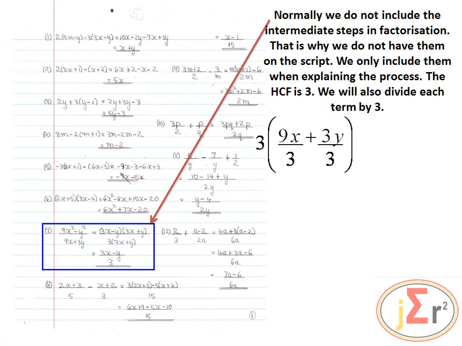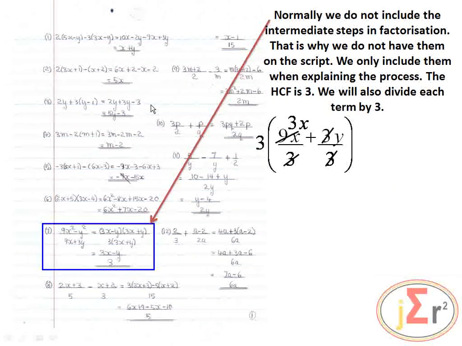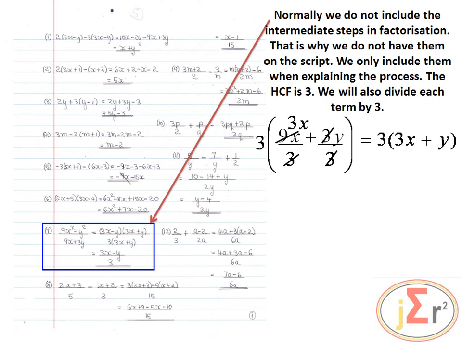And we will see 3 into 9, giving 3. And in the second term, the 3's will cancel. So we have 3 into 9x is 3x, and the 3's will cancel there. So we have the common factor of 3 and the large factor, well, quote unquote large factor, is 3x plus y.